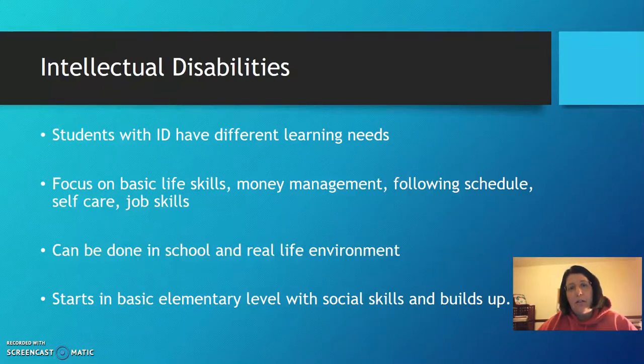transition into real life. And life skills or intellectual disability programs often also will have transitional programs for students 18 to 24. These programs start in basic elementary level with social skills, following directions, and then of course build up to the more difficult life skills of cooking and money management.